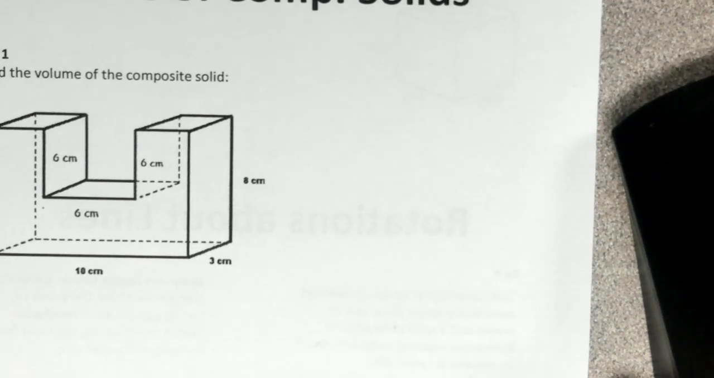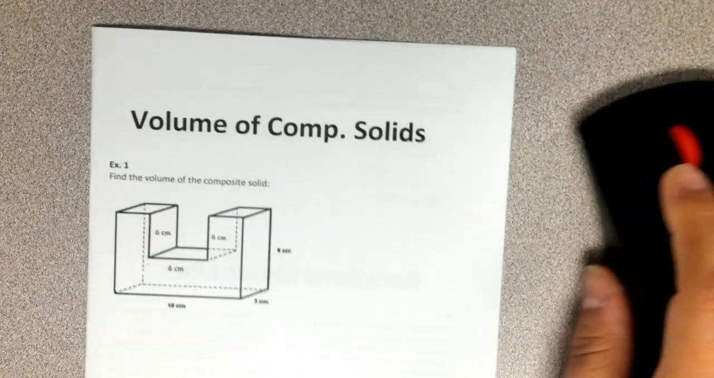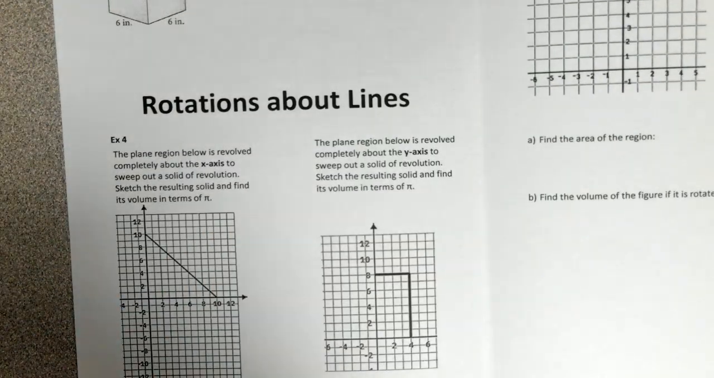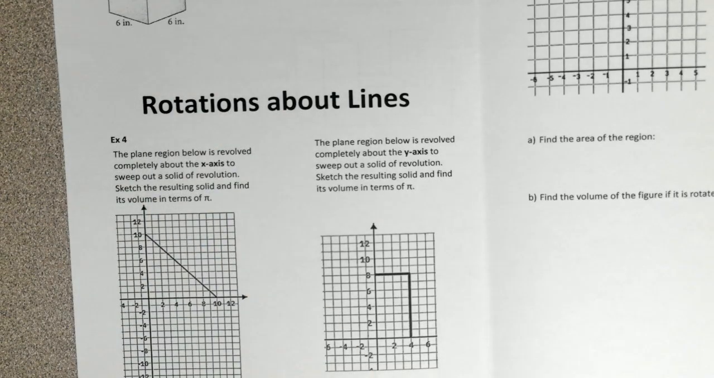Okay, so again, we're not going to start on the front like we normally do. I want you to open up your notes. And we are going to start right here where it says rotations about lines, since we just talked about HOY VUX. Again, HOY is a horizontal line, y equals. VUX is a vertical line, x equals.